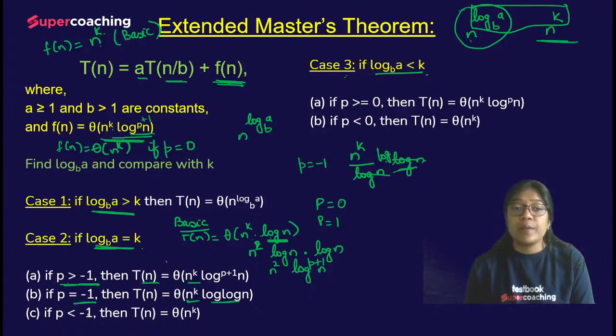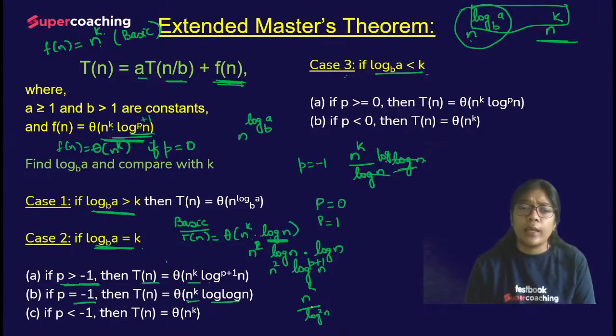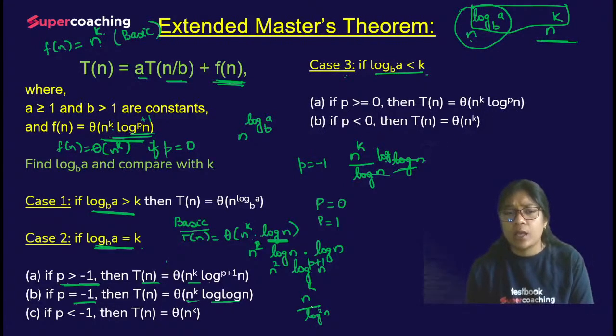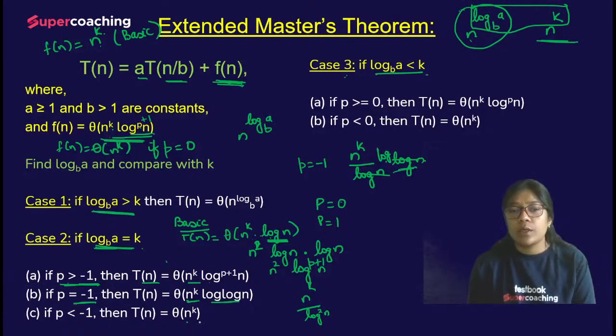Third case, if p is less than -1, that is, if you have n raised to power k log square n in the denominator. So log square n, that too in the denominator, is a very small term. It won't make much difference. So simply we can return the time complexity as n raised to power k. So these are the three cases when both the functions are equal.